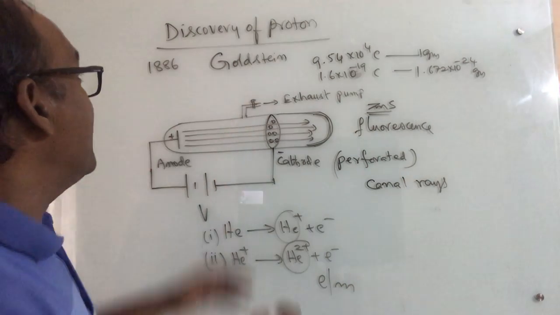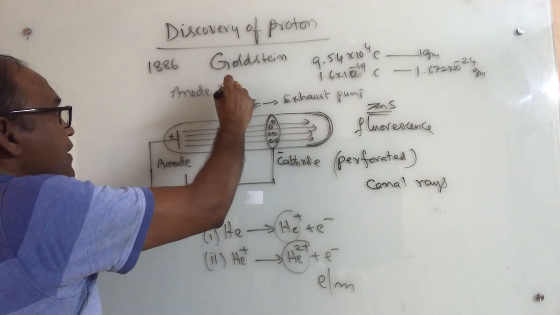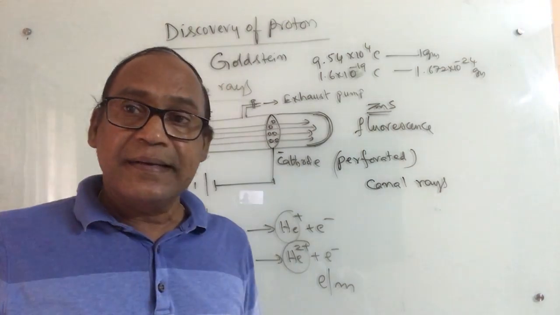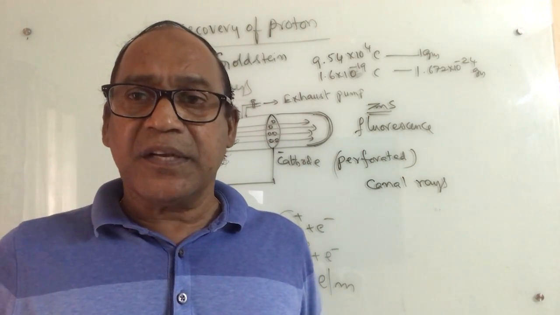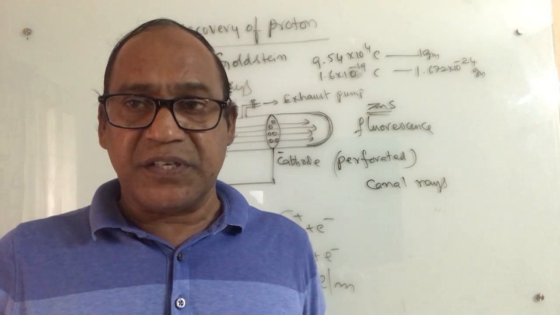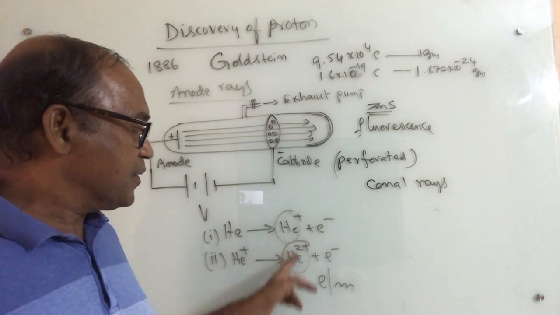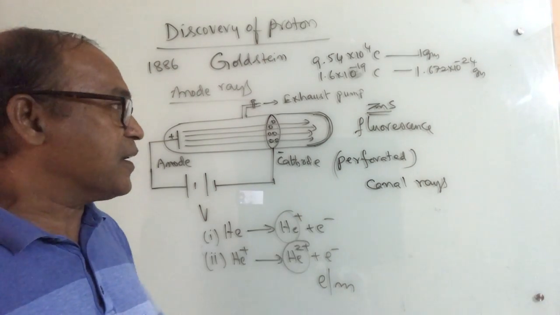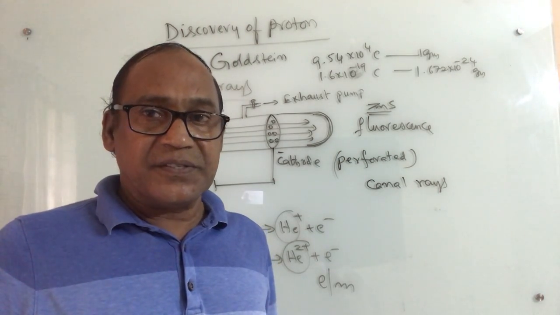These are the anode rays. That is the basic distinction between the cathode and anode rays. In the case of cathode rays, the e by m ratio is the same irrespective of the gas used in the discharge tube. Here the e by m ratio is different because of the positively charged particle nature. The mass is different, the charge is different. The e by m ratio depends on the nature of the gas used.